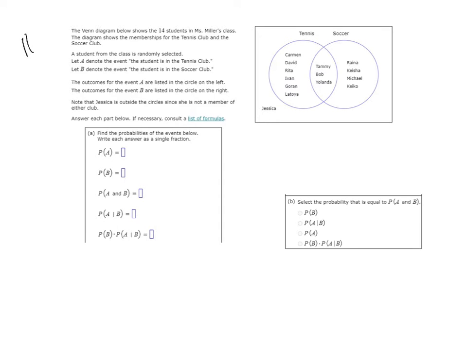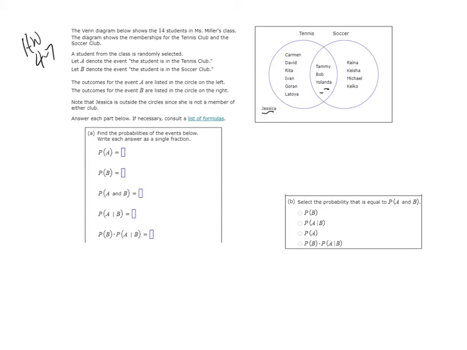All right, here we go with homework 4-7. You have a Venn diagram here. Some people playing tennis and soccer, and little Jessica out here doesn't play either. But then you have these people in here who play both. So the question is, find the probabilities.